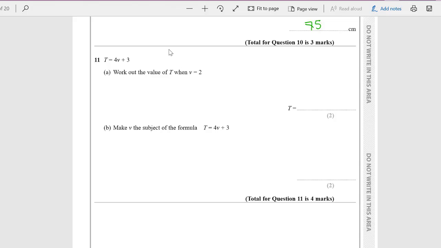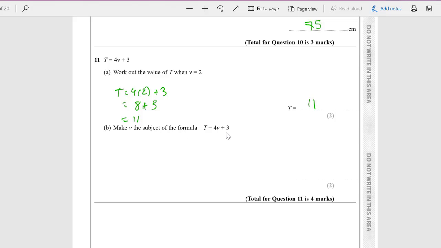So question 11 is t equals 4v plus 3. Work out the value of t when v equals 2. So it's just a case of substituting in your value of v. So t equals 4 times 2 plus 3. So that's 8 plus 3, gives 11.